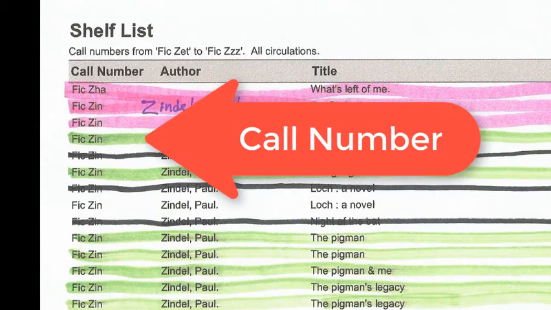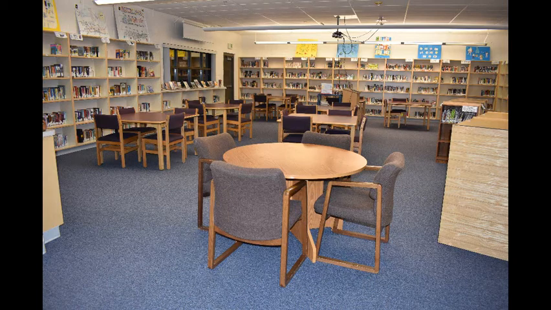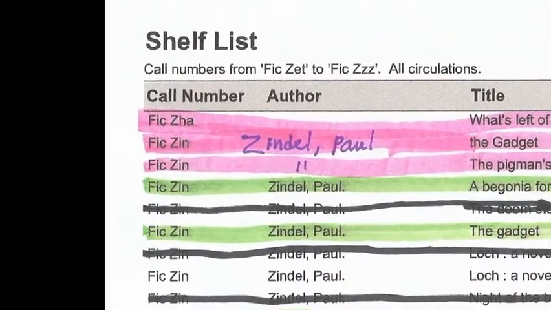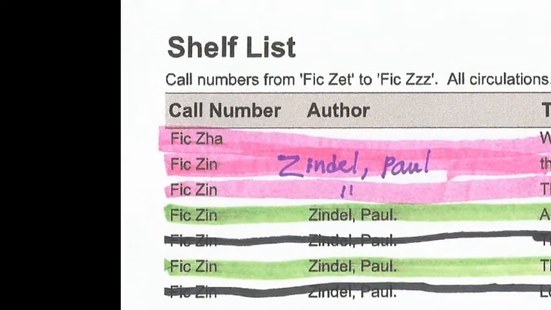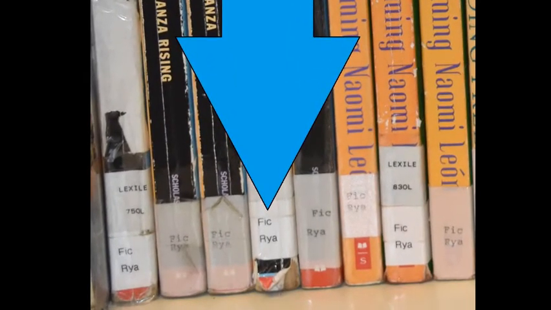Your shelf list may have an error in the call number, so it's important to understand how call numbers work. Your shelf list comes from the fiction section in our library. Fiction books start with capital F, lowercase I, lowercase c, which represents the word fiction. The next three letters of the call number should be the first three letters of the author's last name. Here we see FIC for fiction and RYA for Ryan, the author's last name.